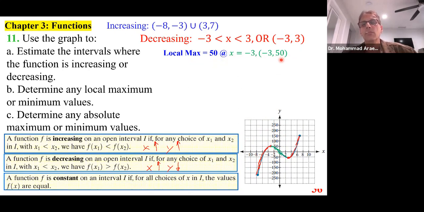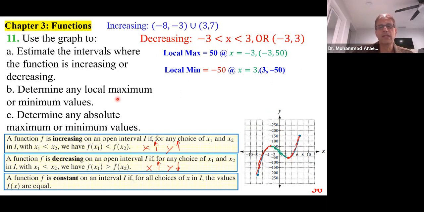What about the local min? That was the local max. The local min takes place here and seems to be about -50. So it takes place at x equals 3. It is equal to -50, and it takes place at (3, -50), or you can say at x equals 3. Now, that's local. That means in some open interval. I'll give you the definition in a moment, the synopsis of the whole thing.